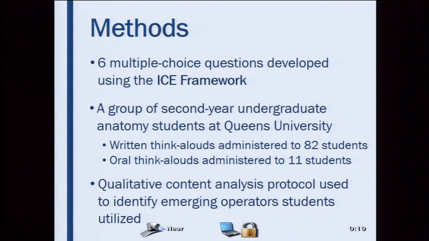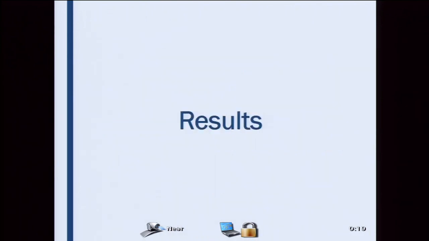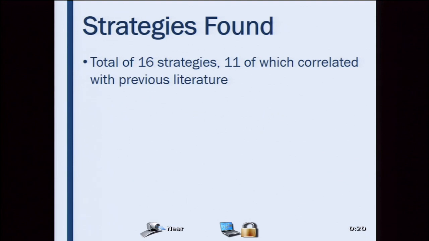After we had collected all the data, we used qualitative content analysis to identify certain operators that we saw as strategies that students used. That brings us to our results. Of the strategies found, we found a total of 16. 11 of them we had already seen before in previous literature, but there were 5 extra that were new.